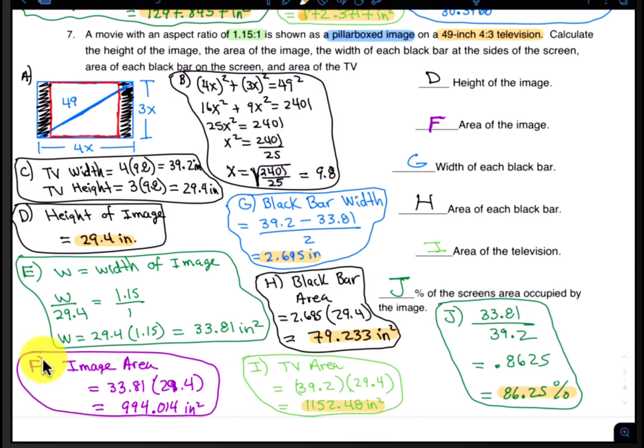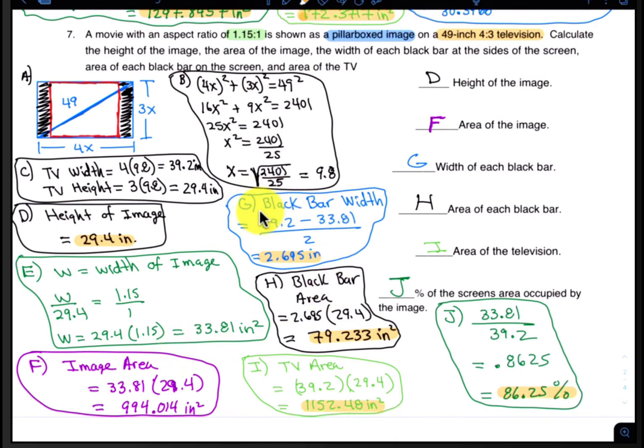Moving on to section F, we can find the image's area now by multiplying the width of the image times the height of the image. The width is 33.81 and the height is 29.4. Multiply those two numbers and you have 994.014 square inches. And that is the image area.